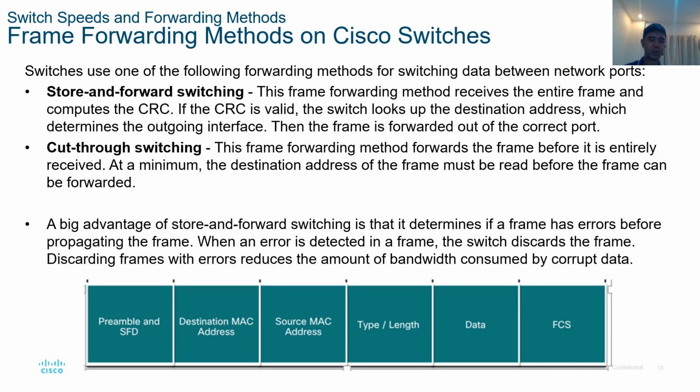A switch has what we call a frame forwarding method. It states how a switch forwards the frame. There are two forwarding methods in Cisco switches: store and forward, and cut through.